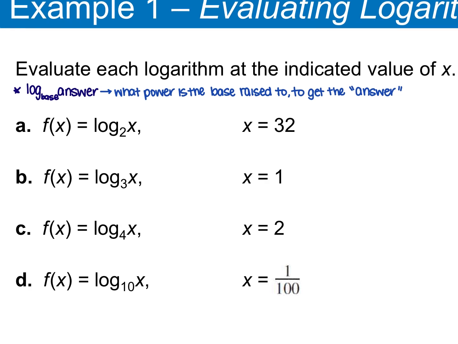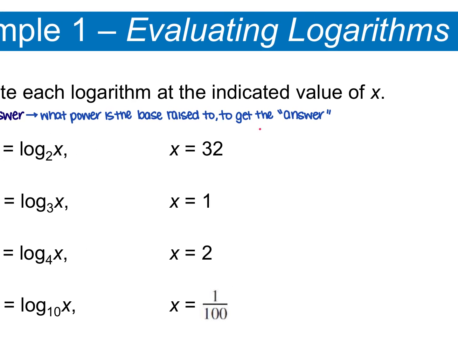So for A, you have f of x is equal to log 2 of x. We're using x is equal to 32. So that means, I'm going to do it over here, we have log 2 of 32. So that's 2 to what power is 32? We ask ourselves, 2 is raised to what power? That power is our answer. So 2 times 2 is 4, times 2 is 8, times 2 is 16, times 2, which would be 2 to the 5th power, is 32. So 2 to the 5th power is 32. That power of 5 is your answer.